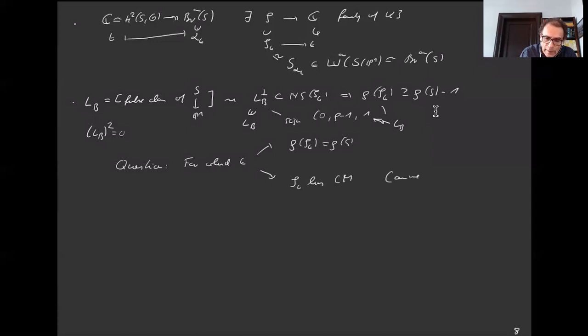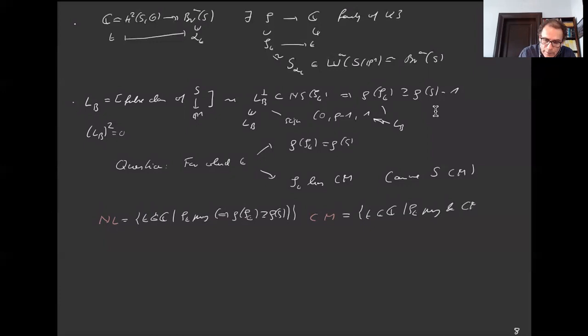And of course, this question again only makes sense when the original K3 surface has complex multiplication. And we define again the Noether-Lefschetz locus and the complex multiplication locus. This is the set of all T's in C such that ST is projective, and in particular, this implies that its Picard number is at least rho of S, and the CM set is the set of all T's such that ST is projective and has complex multiplication.